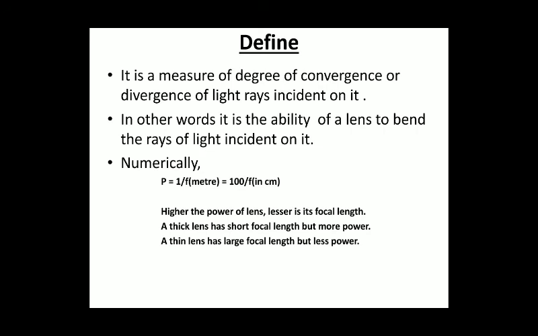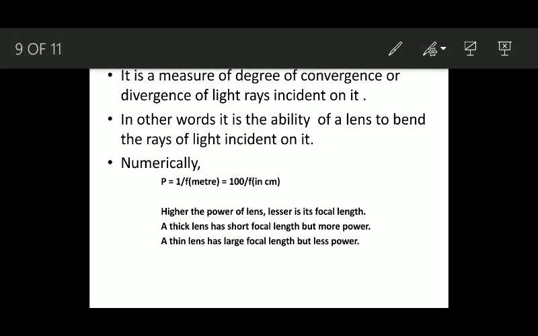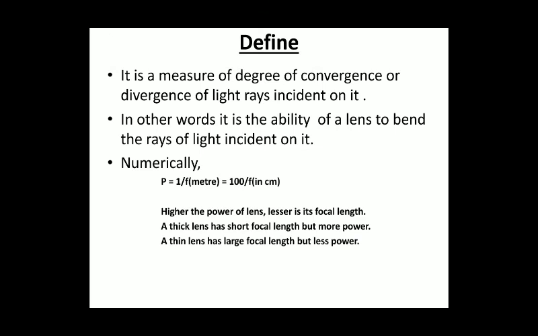If you convert it into centimeter, then that is 100 upon F in centimeter. And what 3 points have I given? Higher the power of lens, lesser is its focal length, inversely proportional. A thick lens has a shorter focal length but more power. A thin lens has a large focal length but less power.